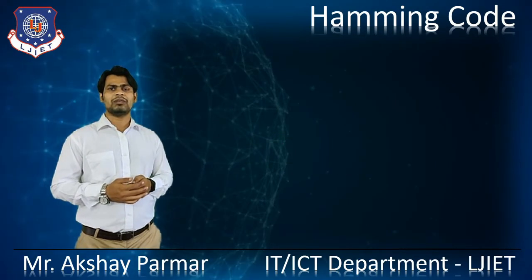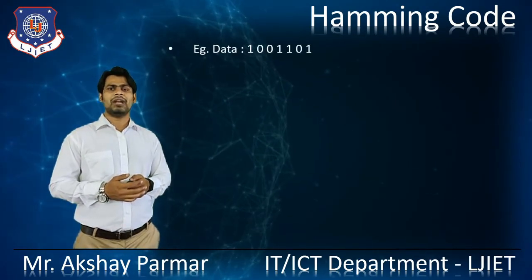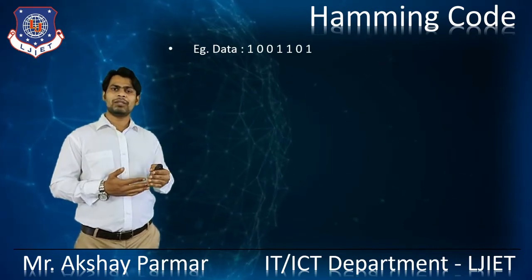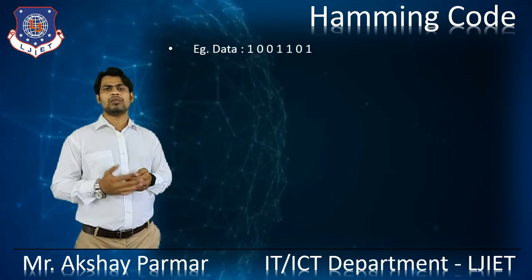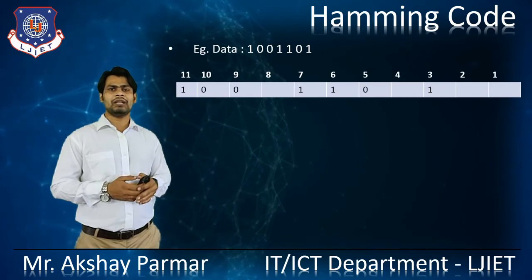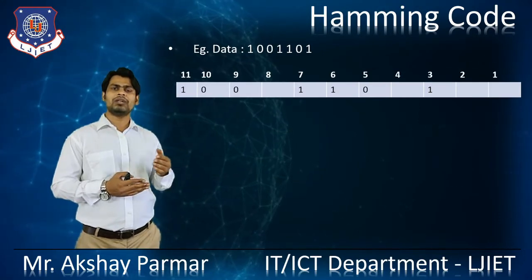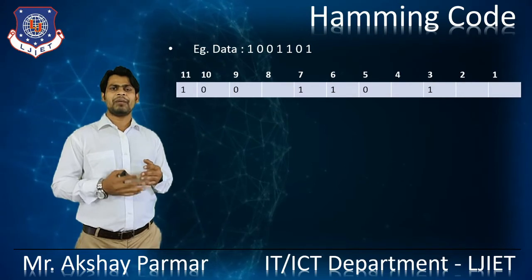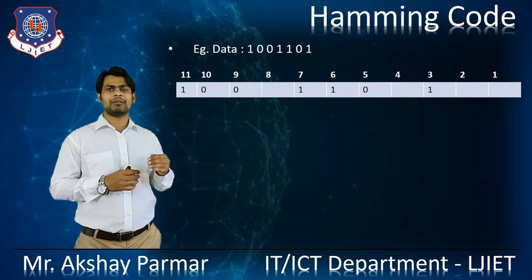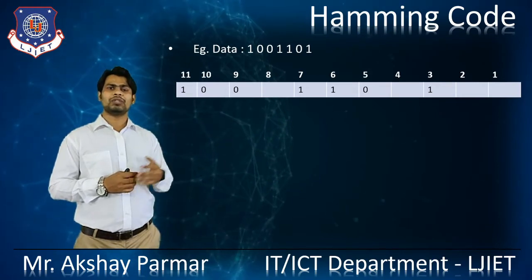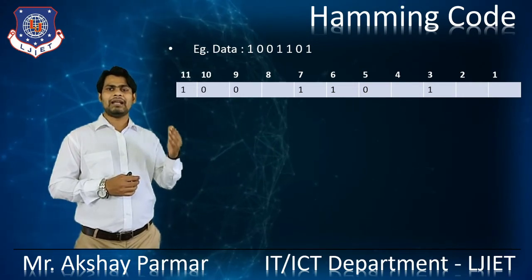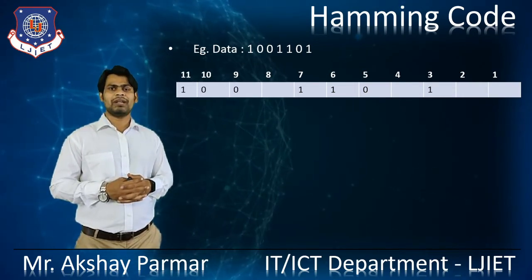So let's see one example, right? For example, we have the data 1001101, right? So we select those data bits and put them in between. At positions 1, 2, 4 and 8 we put the redundant bits. Except for those positions, we put the data bits, right? At positions 3, 5, 6, 7, 9, 10 and 11 we can put our data bits.